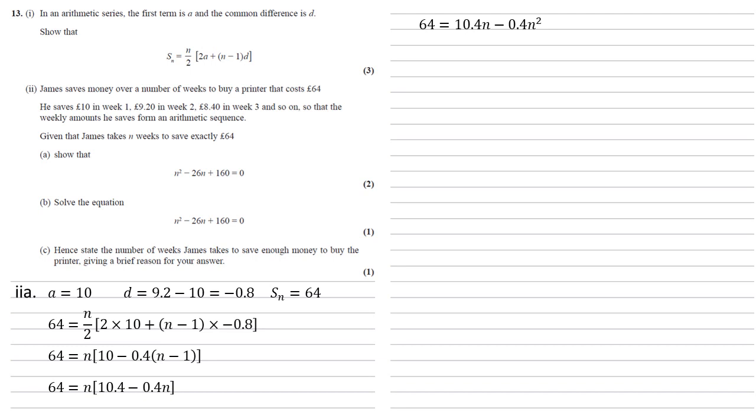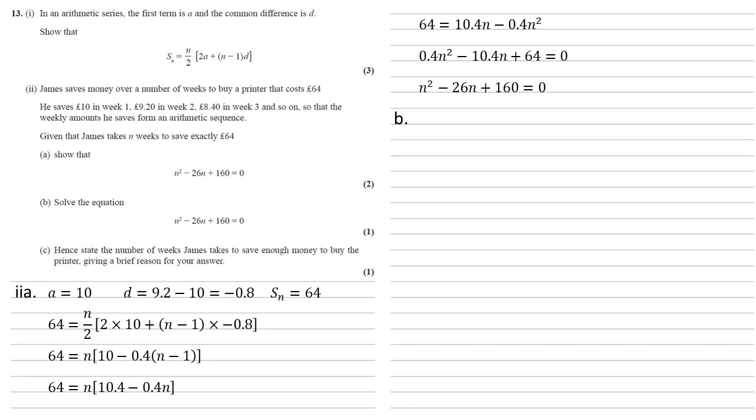We're now going to bring it all together onto the same side to give us 0.4n squared minus 10.4n plus 64 equals 0. Now we're aiming for a quadratic with no coefficient in front of the n squared. So to do that, we're going to divide through by that 0.4 that we've currently got in front of the n squared. If we divide every single term by 0.4, we get that n squared minus 26n plus 160 equals 0, as required.